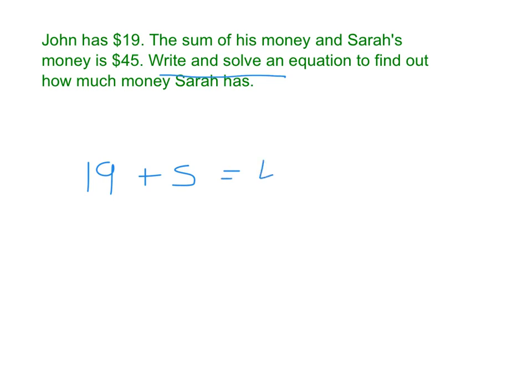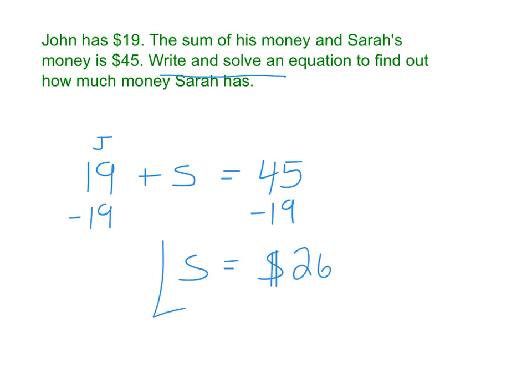We do know what they have total. So it's just 19 plus S equals 45, right? This is John, so if we didn't know, it would be J plus S equals a total of 45. So again, it's a quick solve. You would subtract 19 to see what Sarah has. 45 minus 19 must be 26. So Sarah has $26. Again, easy enough to solve, but we're trying to make sure we can set up the equations because they're going to get trickier as we go.